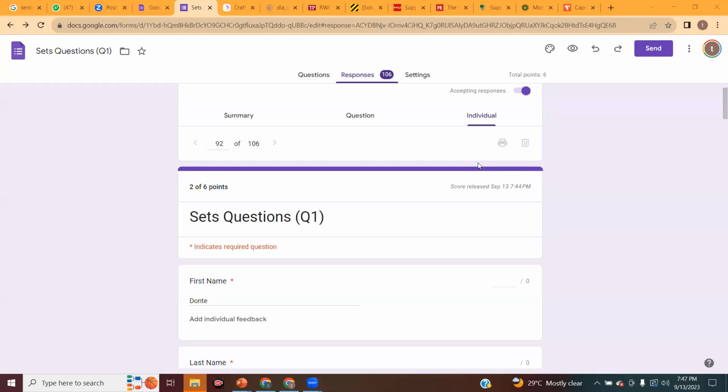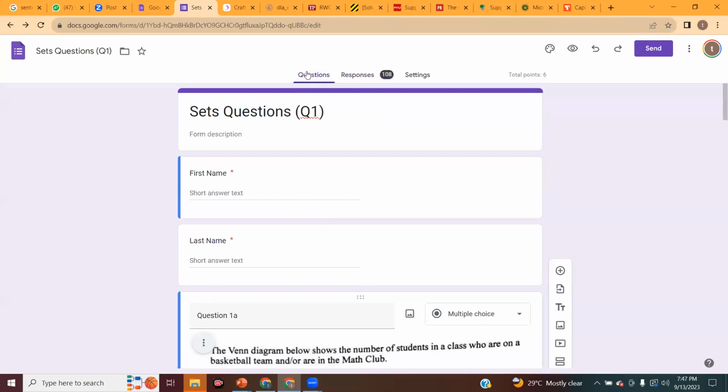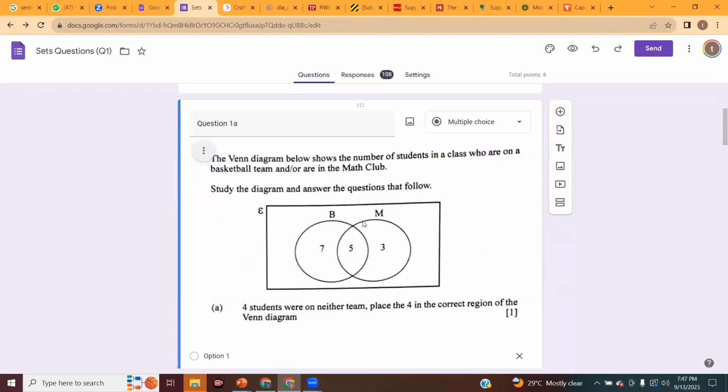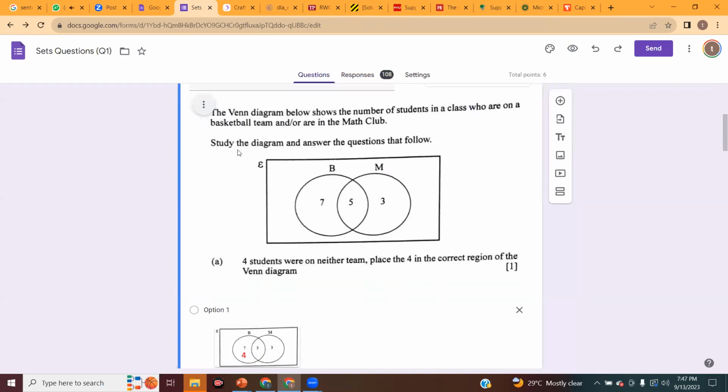All right, so let's do this together because a lot of you sound confused. Okay, so read this question for me, Malaysia. The Venn diagram below shows the number of students in a class who are on the basketball team and or a math club. Study the diagram and answer the questions that follow.